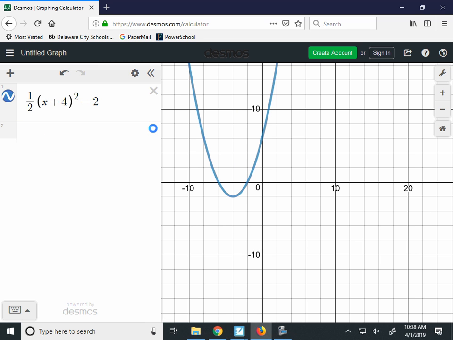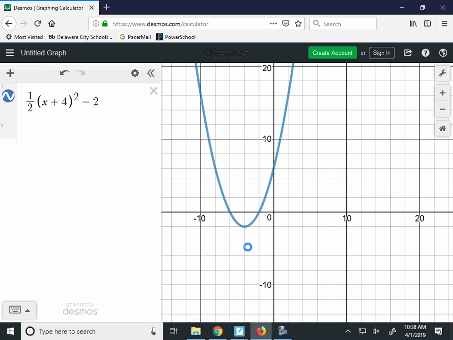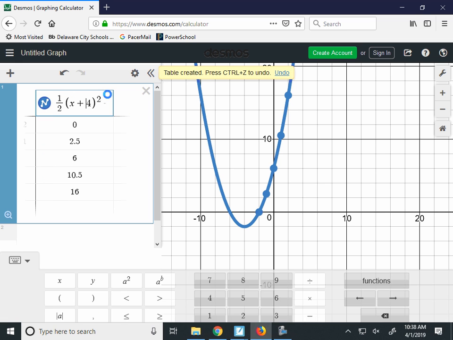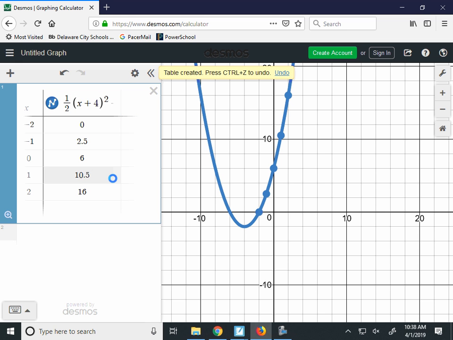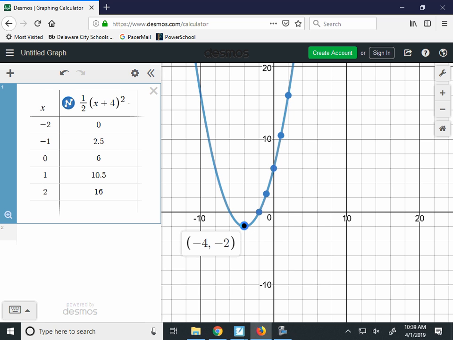And then let's talk about plotting this. So we're going to make a table. And you see some decimals here. We don't really need the decimals. We need kind of the whole numbers. So I know I'm at negative 4. Looks like my next best point is going to be at negative 2. And then at 0.